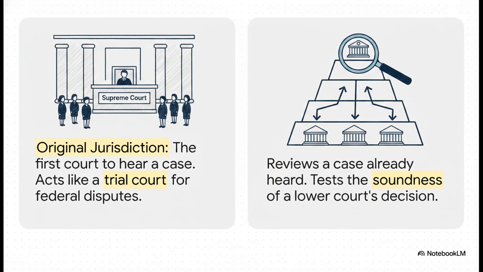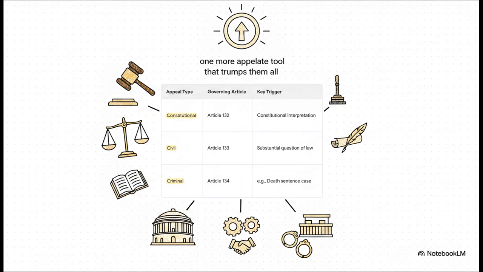On the left, original jurisdiction is the exception, the court acting like a trial court for those big federal disputes. On the right, appellate jurisdiction is the rule. This is the court's bread and butter. It's not about hearing new facts, it's about checking the work of the lower courts to see if they got the law right. But appeals aren't all the same.